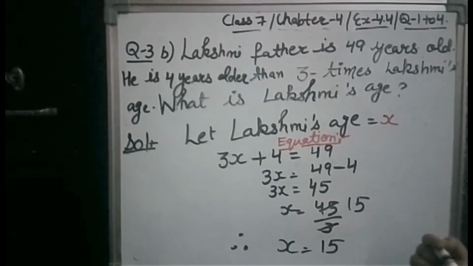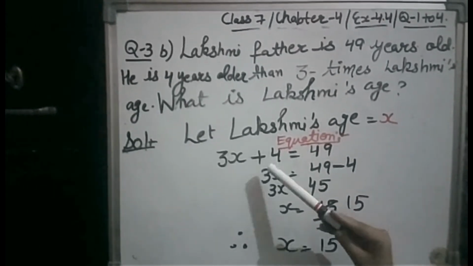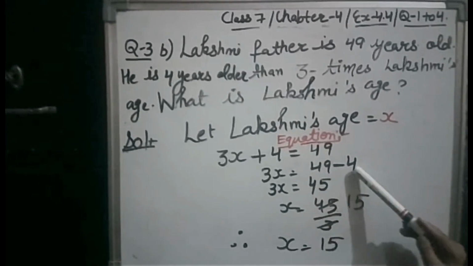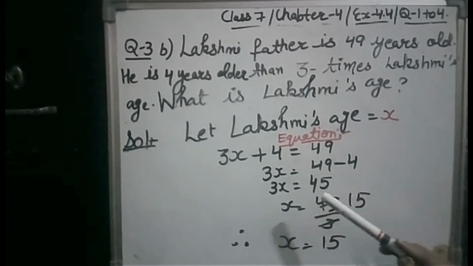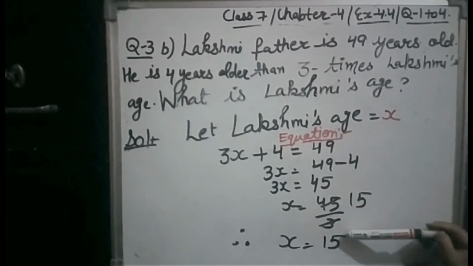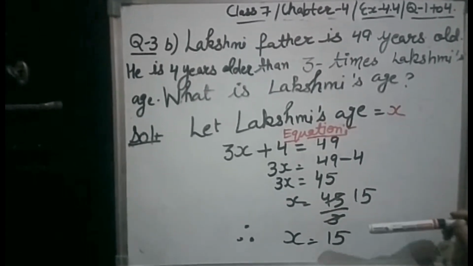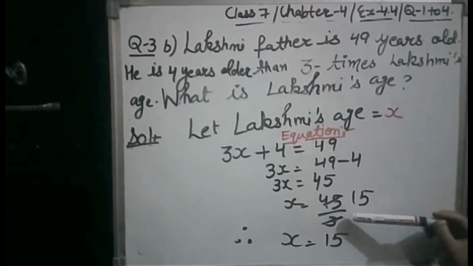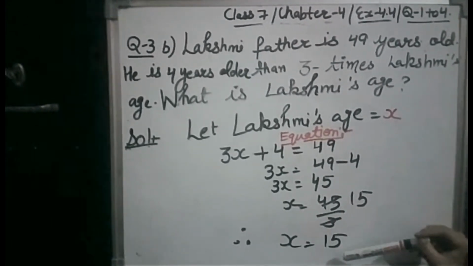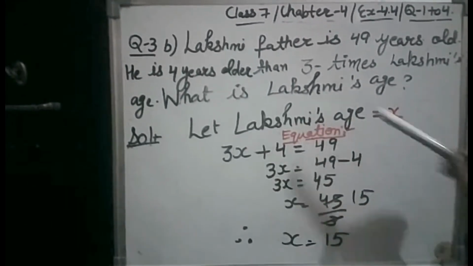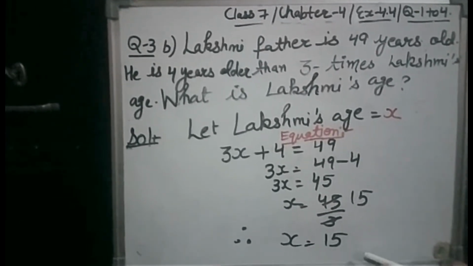Now you have to solve for x. Fine, so this 4 will go to that side, 49 minus 4, that would be 45. So x is equal to 45 upon 3. Again and again we are doing the same steps only. This will be very easy for you. So 3 ones are 3, 3 fives are 15. So what is Lakshmi's age? Lakshmi's age is 15 years.